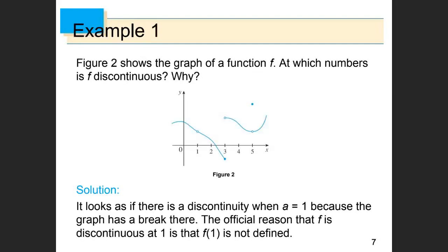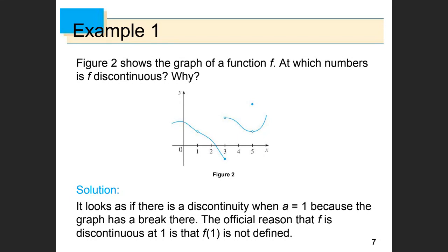All right, so let's look at this. I think this looks like the one that I was explaining, the example that I used just now. Now, they say, at which number is f discontinuous? At which number is f discontinuous? Now, let's look at the points of interest. So we're going to start with 1.